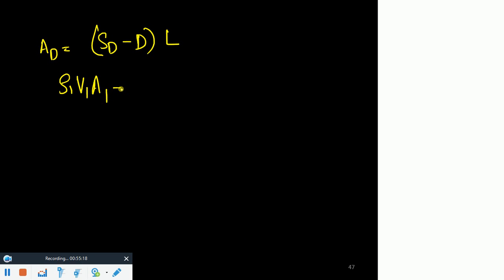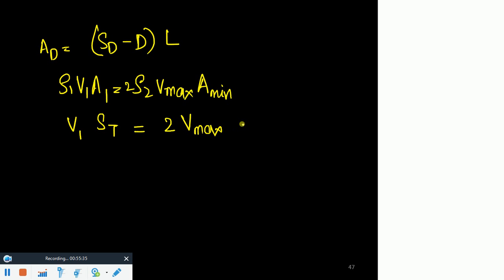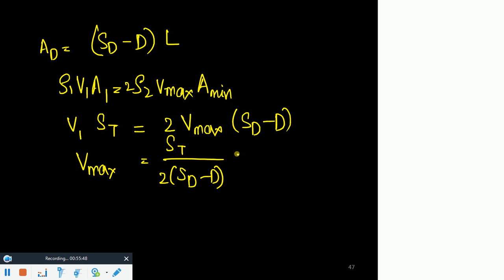Rho 1 V1 A1 equals rho 2 Vmax. I would use the word A min once again, and by virtue of my previous discussion I would just put the word 2 over there. So again V1 ST equals 2 Vmax SD minus D, right? And then Vmax would be equal to ST over 2 SD minus D V1. That's what the correction is. I'm sorry for that. So that is cancelled.